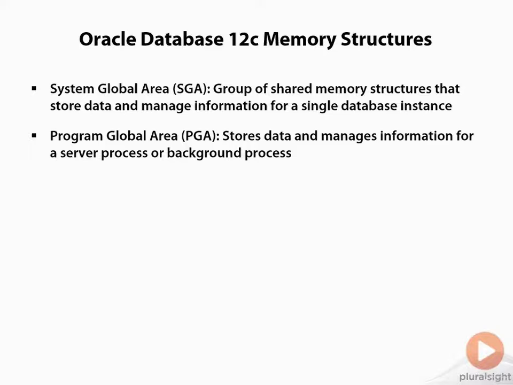The Program Global Area, there's actually going to be many of these as you'll see in just a second, is a memory region that contains data and controls information for a server or background process. And here's a key difference. Access to the PGA is exclusive to the process. What is a process? Well, that's a good question actually. Let's proceed and I'll tell you.